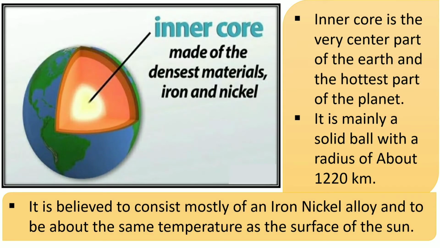And the last layer of the earth is the inner core. The inner core is the very center part of the earth and the hottest part of the planet. It is mainly a solid ball with a radius of about 1220 kilometers. It is believed to consist mostly of an iron-nickel alloy and to be about the same temperature as the surface of the sun. So these are the four major layers in the interior part of the earth, which is very necessary for us to understand in order to understand the next main topic of the chapter, called lithosphere.